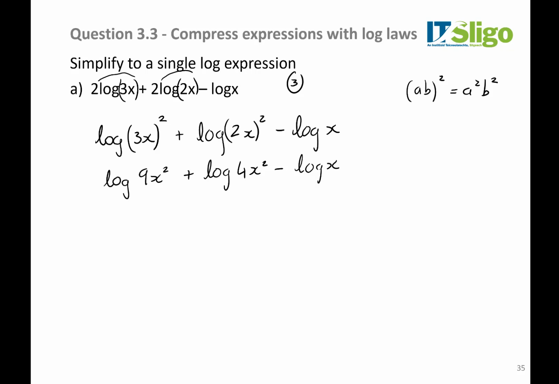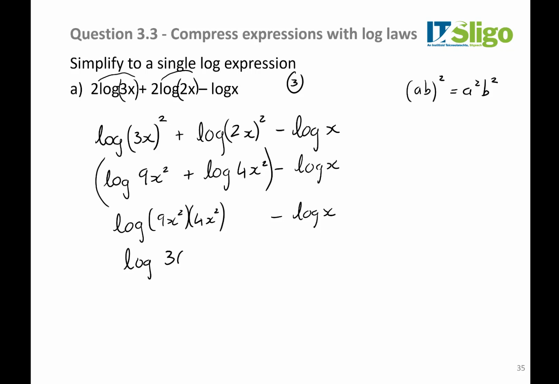Now we're going to use rule 1 on these two bits. So rule 1, log of A plus log of B becomes the log of A by B. And this guy is still just waiting outside. And now numbers do what numbers do. 9 by 4 is 36. X squared by x squared is x to the power of 4. We have minus the log of x.